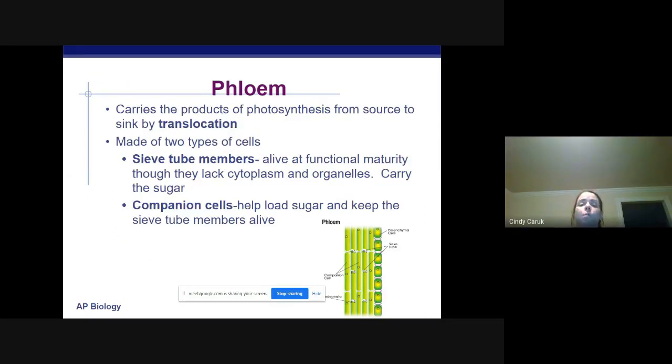All right, phloem is going to carry the products of photosynthesis from source to sink by translocation. We've seen the term translocation used in a lot of different references. You just always have to think about what overall subject they are talking about. So here we're moving something, translocating, and we're going to do it in the phloem. So the sieve tube members, that's where the sugar is going to be. The companion cells are going to keep those sieve tube members alive, but they also help load the sugar.